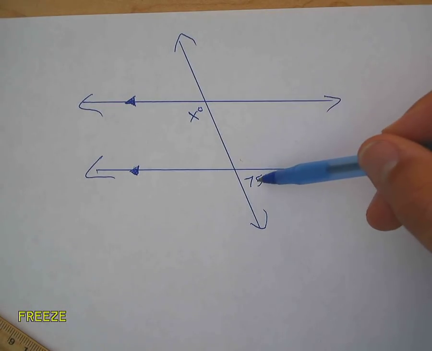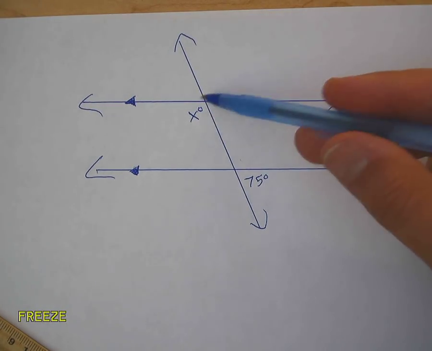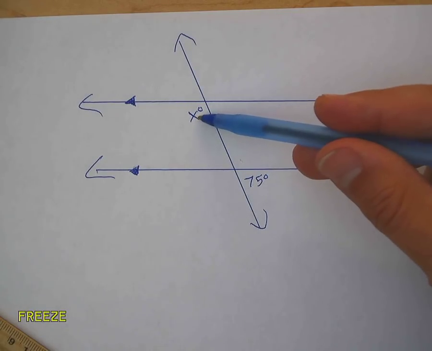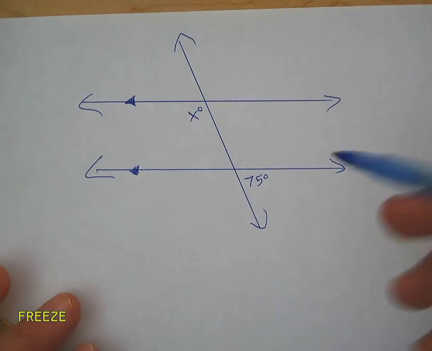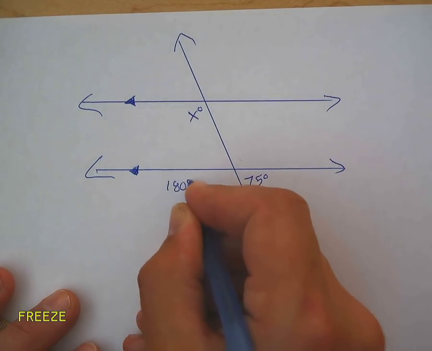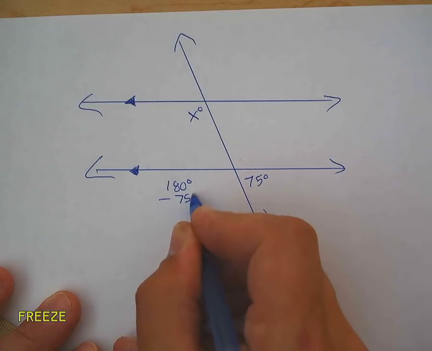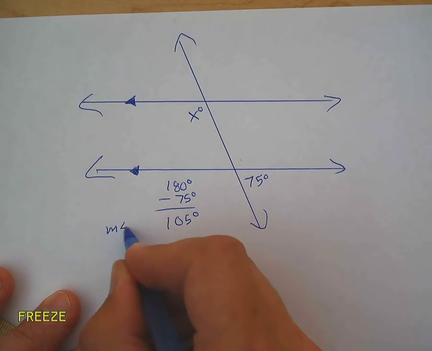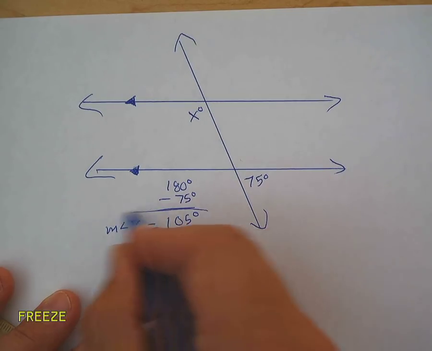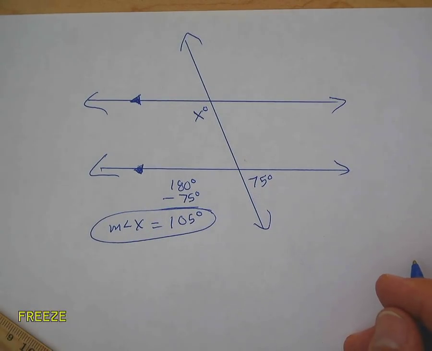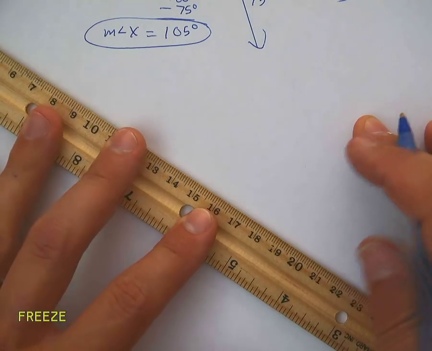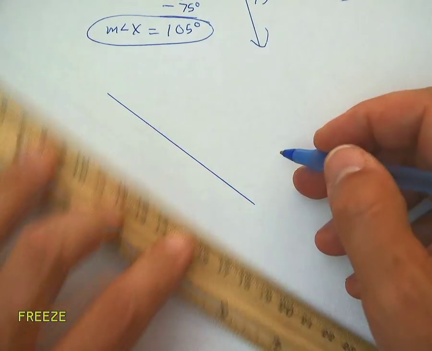Well, x is not the same, not congruent to the 75. So they're actually supplementary. That means they add up to 180. So to figure out angle x, what I have to do is take 180 degrees minus 75 degrees, which would give me 105 degrees. So the measure of angle x would be 105 degrees. Good.